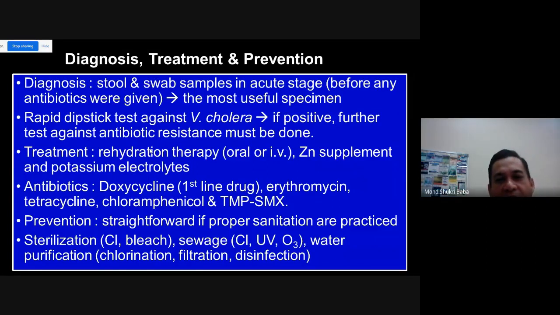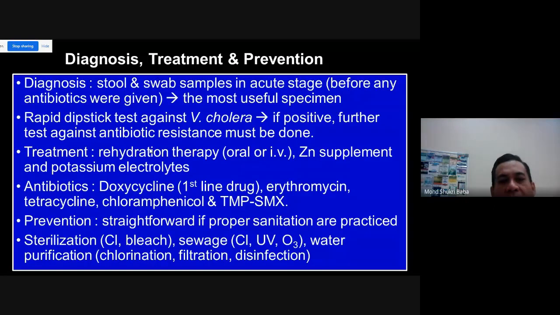Prevention straightforward if proper sanitation is practiced, and also whatever you drink and cook, you must cook very properly. Alright. And then in terms of prevention, you might do sterilization seperti chlorine and bleach, and then on sewage you might have to add some chlorine, ultraviolet, and also ozone.